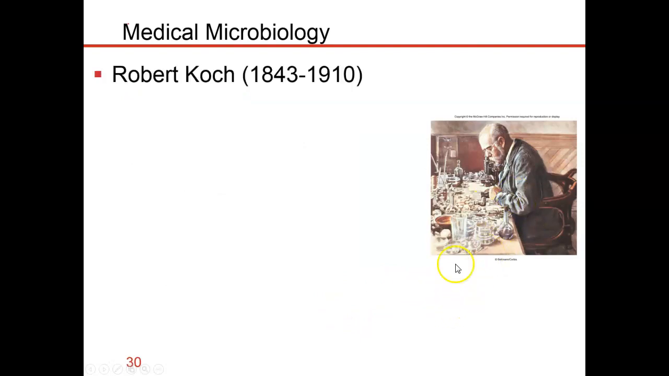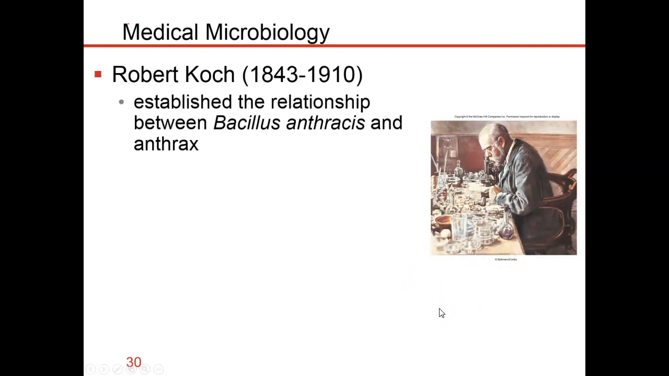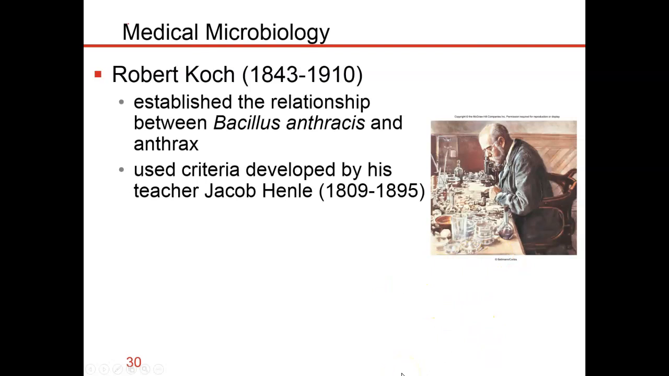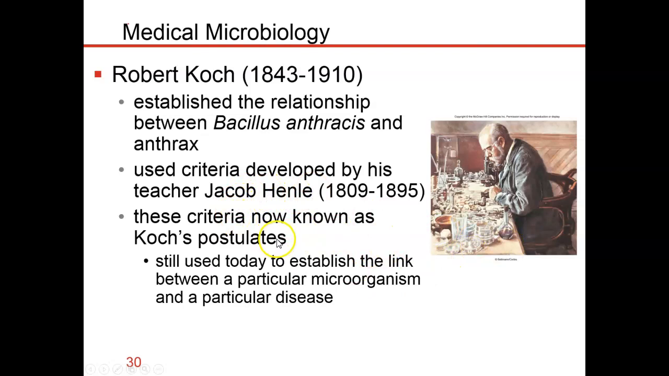Robert Koch then, who is right here, there we go. He was the one who established a relationship between specific pathogens and specific diseases. So he actually used criteria that his teacher, so his professor, had developed, and drew on them to make what we now call Koch's postulates, which are still used today. And what these do is they link specific microbes to specific diseases.